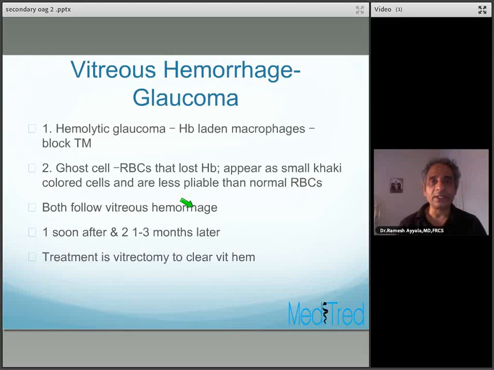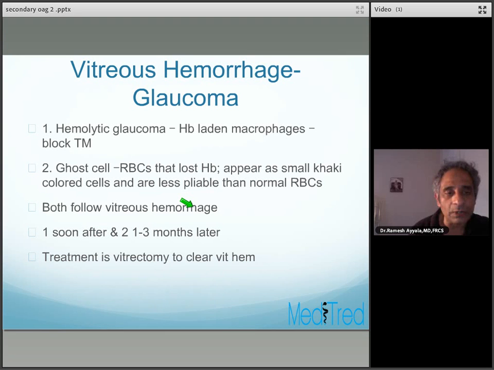Vitreous hemorrhage can sometimes present as glaucoma, hemolytic glaucoma, or ghost cell glaucoma, depending upon the stage of the vitreous hemorrhage. Hemolytic glaucoma is where the hemoglobin-laden macrophages escape into the anterior chamber and block the trabecular meshwork and cause the glaucoma to happen. Typically seen in patients where there is vitreous hemorrhage, say following trauma, in an aphakic eye or a pseudophakic eye where there's communication between the anterior chamber and the posterior chamber.